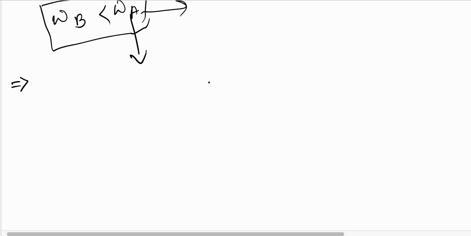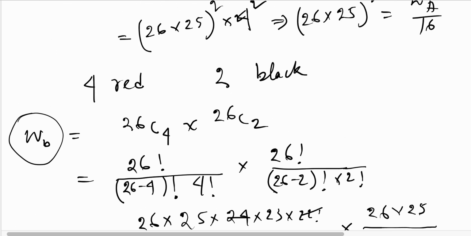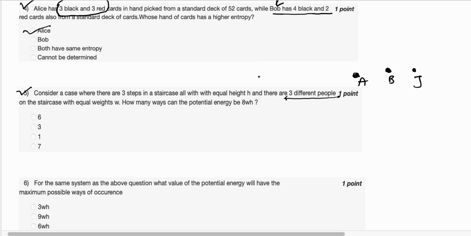So there will be 3 staircases and 3 indistinguishable individuals. So we will take A as the first individual, B as the second individual, C as the third individual, and these are the first stair, the second stair, the third stair. Since the first stair is at the 0th level, it's ground level, so the energy is 0.